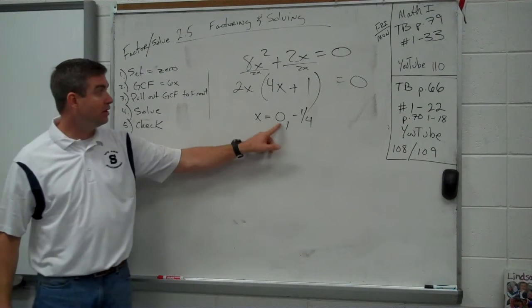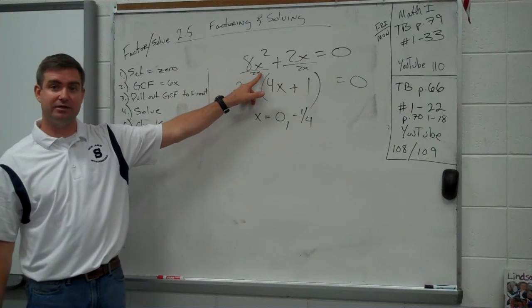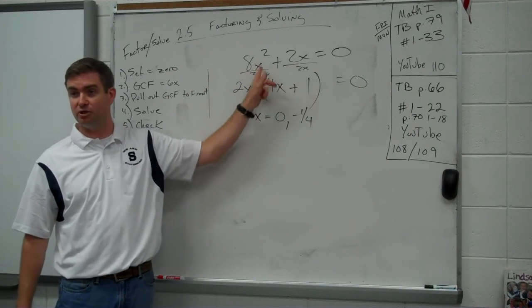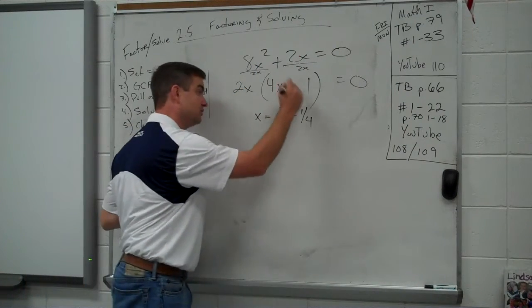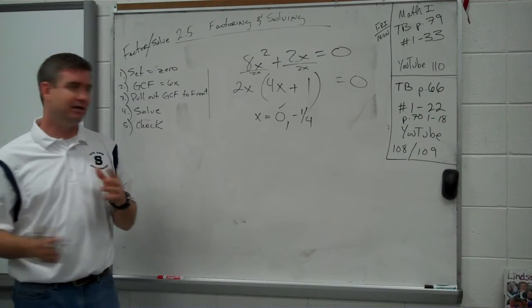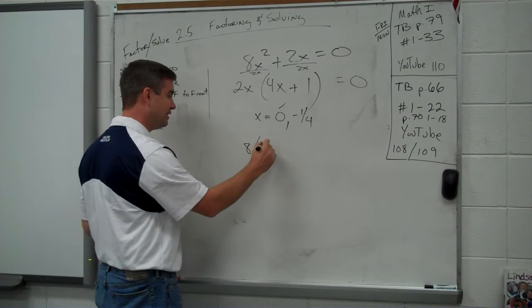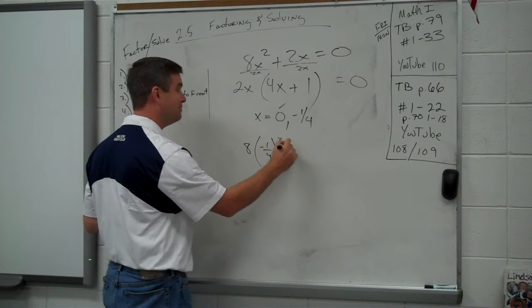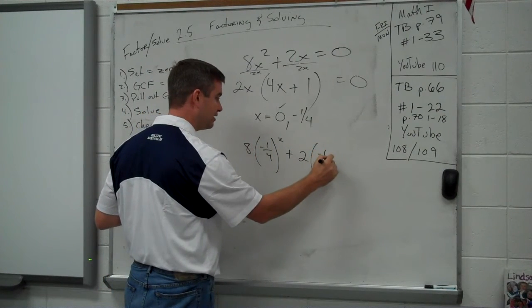What's the last step? Check it. Let's check 0. 0 goes in there, right? 8 times 0 would be 0. 2 times 0 would be 0. 0 plus 0 equals 0. 0 works. Piece of cake. How about negative 1/4? Is that ugly? Yes. So get your calculator out. Everybody in here, get your calculator out. Type this into your calculator.